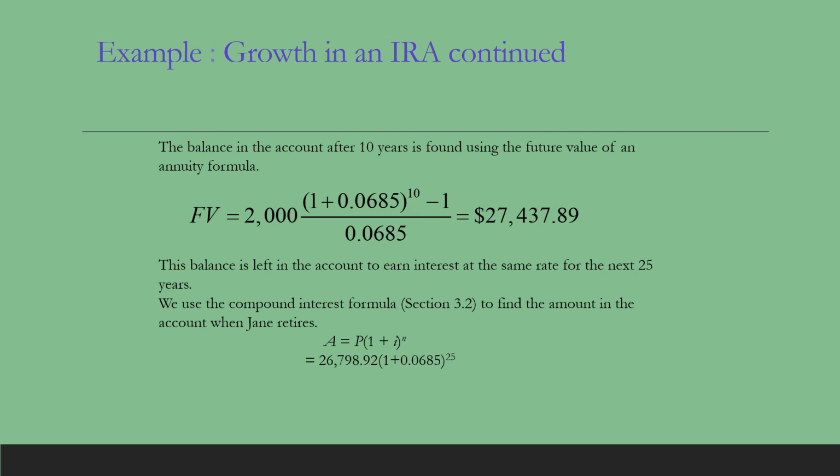The balance left in the account to earn interest for the next 25 years is P times (1 plus i) raised to n. So this much amount will be the result.